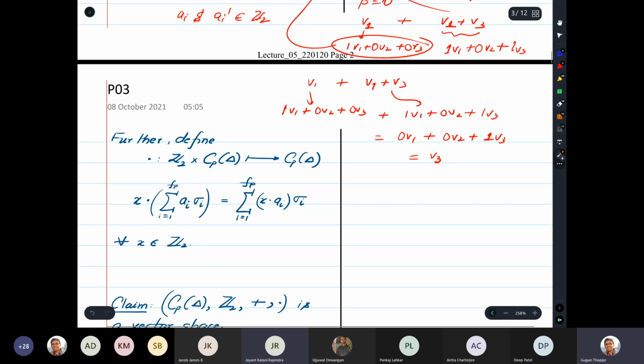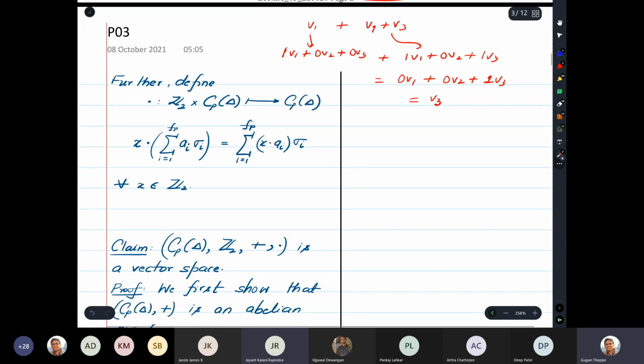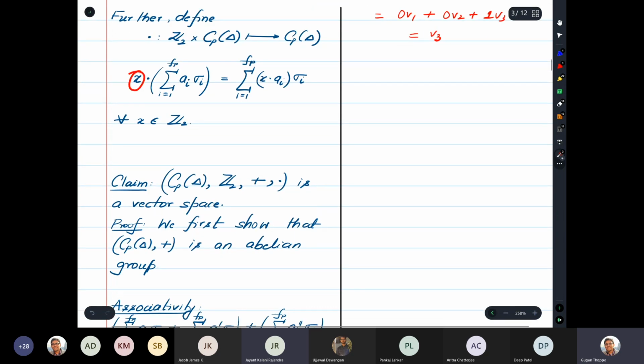Now let us advance and define a scalar multiplication rule. How does the scalar multiplication rule go? It takes as input one element from the field, and the field that we are interested in is Z2, and one element from this set, which is CP delta, and the output will be another element in CP delta. And how are we going to define it? You take some x from Z2. This is the input from Z2. This is how I'm defining the scalar multiplication operation.